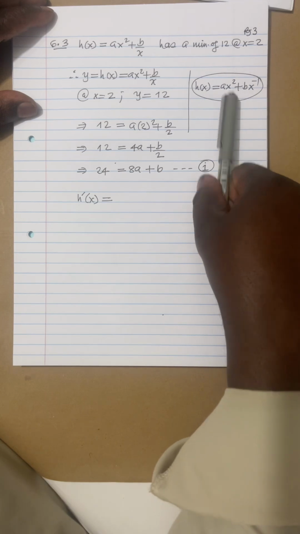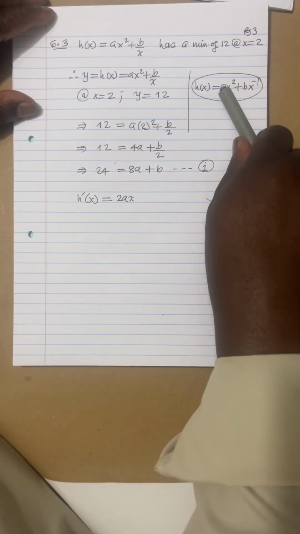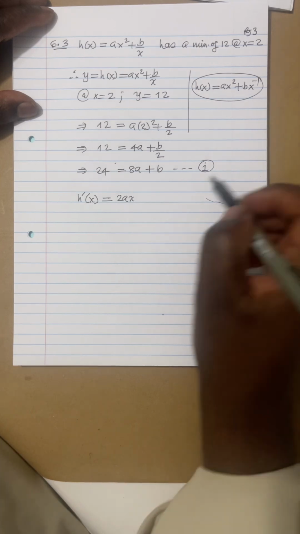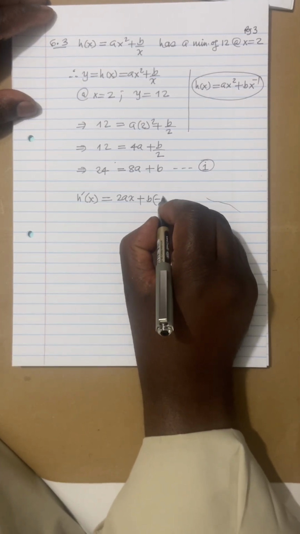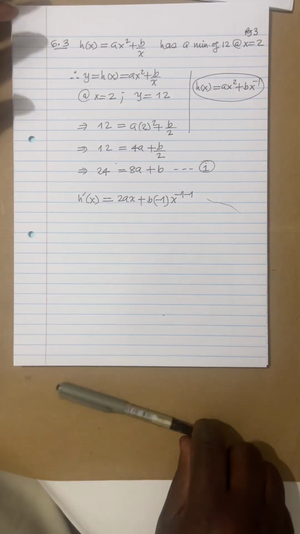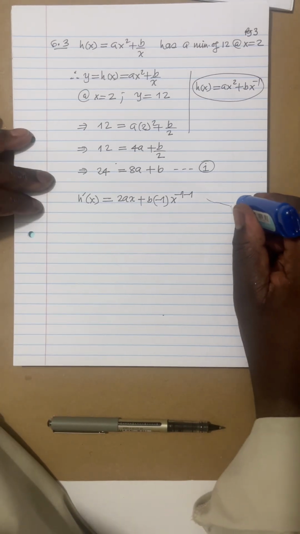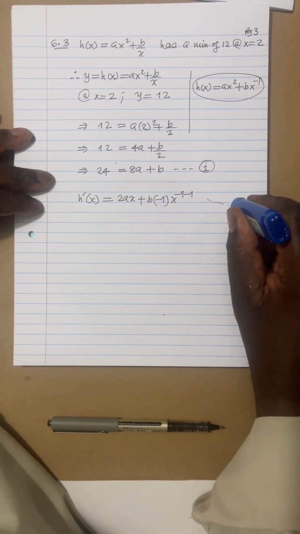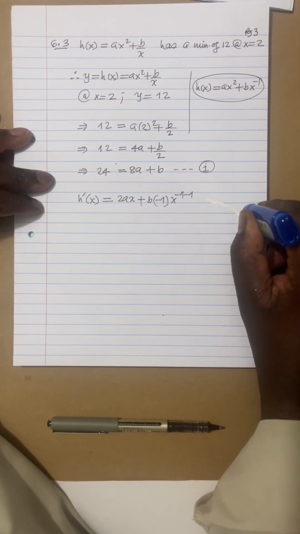So I'm coming here now and I'm saying that is 2ax, differentiating this part here. And if you differentiate that part, you're going to get plus b times minus 1 x power minus 1 minus 1. Take note of that. Let me remove this part here, my pen misbehaved a little bit, so that it doesn't confuse somebody.